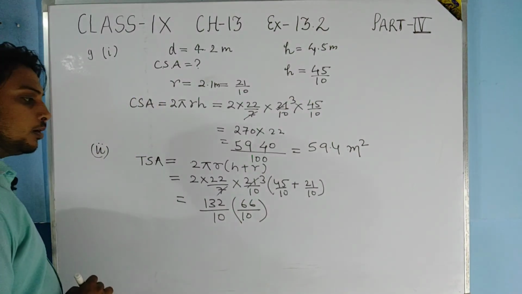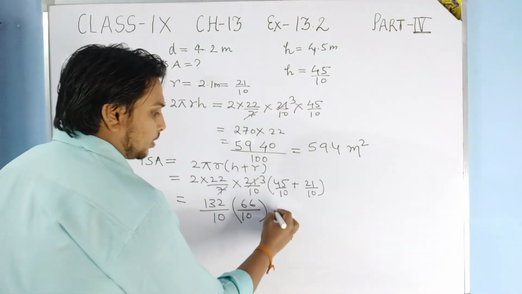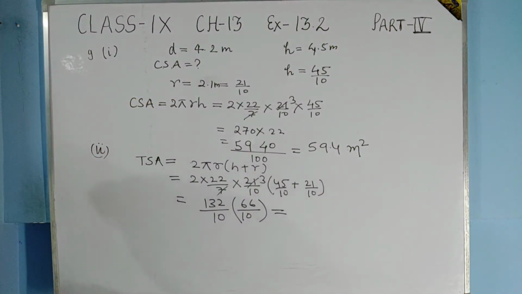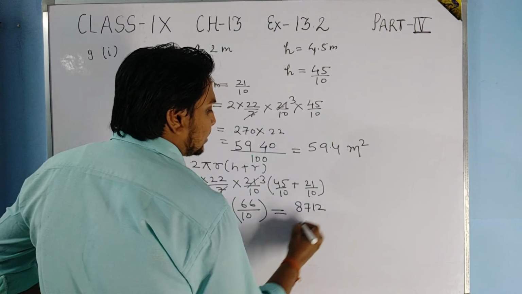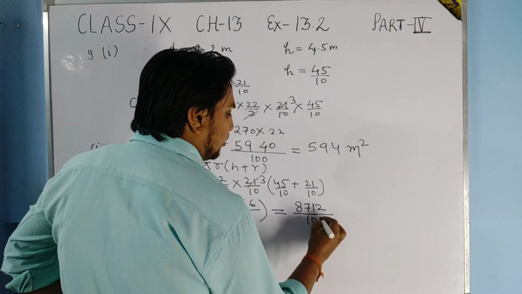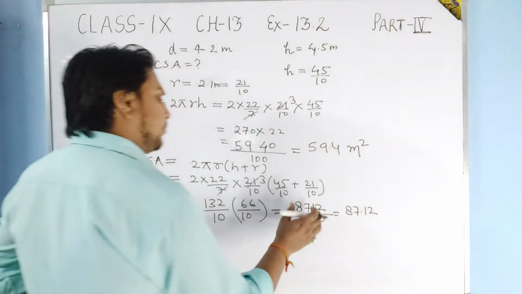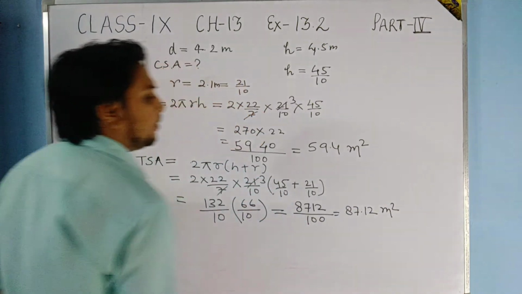So this we have to multiply. Just try to multiply it firstly and then divide it by 100. So when you multiply it, students, we will get 8712, and 10 into 10 is 100. So 8712 upon 100 will be 87.12 meter square.